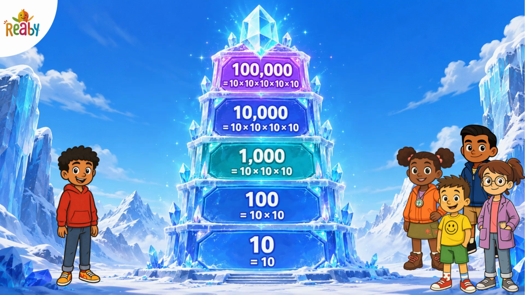These numbers are called powers of 10. They are made by multiplying by 10 again and again. 10, 100, 1,000, 10,000, 100,000. Each number has one more zero than the number before it, and each number is 10 times greater than the one before it. So zeros are not just decoration. Zeros help show the size of the number.